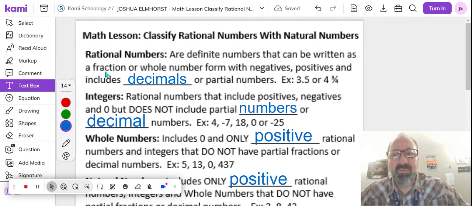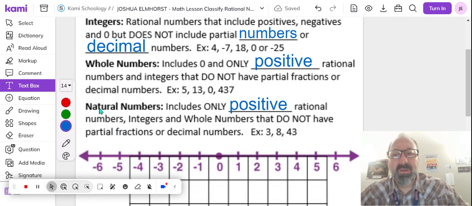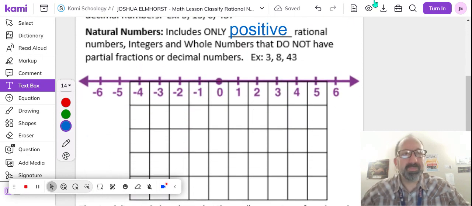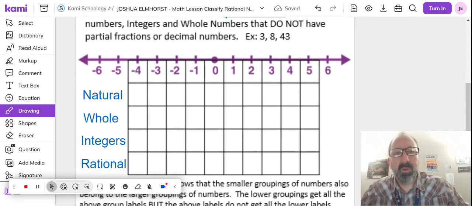So, for example, the number 3 would get all of these classifications. 3 is a rational number. It is part of the integer group. It is also part of the whole numbers, but then 3 is also a natural number. So let's take a look at the chart and number line down below.